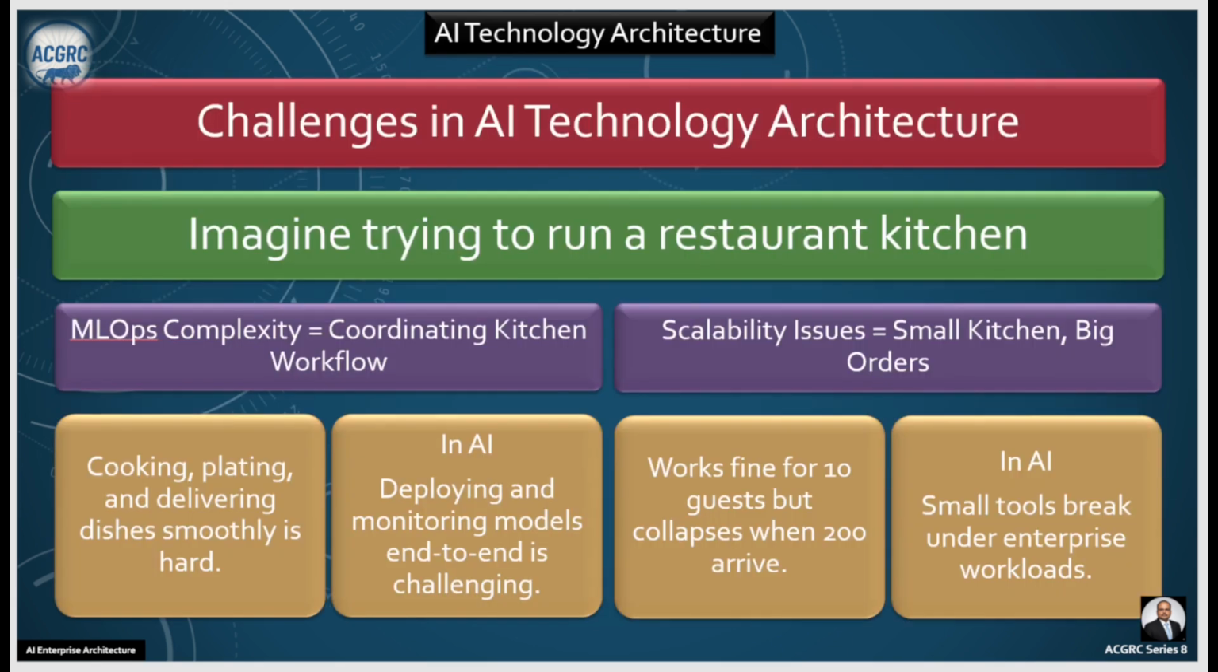Imagine we come back to the original analogy which we discussed, the restaurant kitchen. The cooking, the plating, and delivering dishes smoothly is hard. Similarly, in AI, deploying and monitoring models end to end is a challenge. This is your MLOps complexity. The model works fine for 10 guests but collapses when 200 arrive. Similarly, in AI, small tools break under enterprise wide workload. This is the scalability challenge.